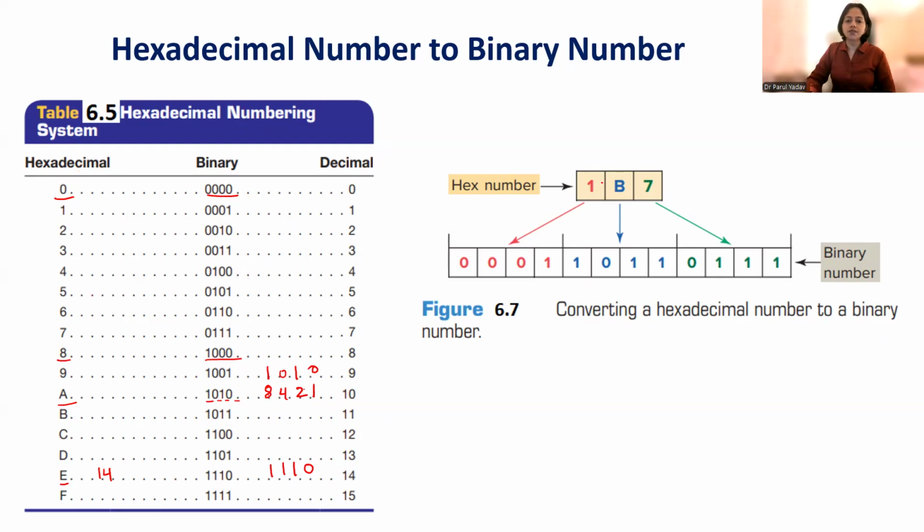Now suppose the hexadecimal number is 1B7. You take the digits one by one and write each in binary form using 4 digits. So 7 can be written as 0111, so you write 0111 here. Now for B, you write its value in 4 digits, which is 1011. Next, this is 1, which can be written as 0001. So this is the direct conversion from a hexadecimal number to a binary number.